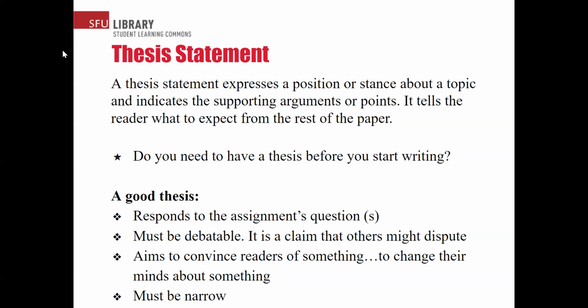And finally, a good thesis statement is narrow. So avoid writing a thesis that is too general and not specific enough to address the topic. Now, let's look at two examples.